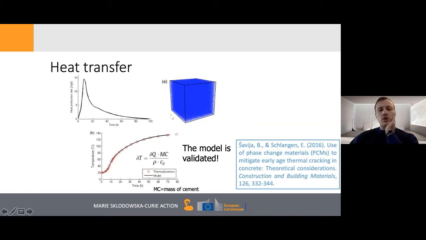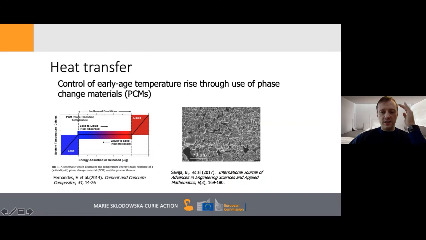So then we wanted to use this model to simulate a specific additive that we were looking into that would be used to limit the temperature rise in concrete. So some of you might be familiar with the concept of phase change materials. Phase change materials are combined latent, and they're able to store heat.